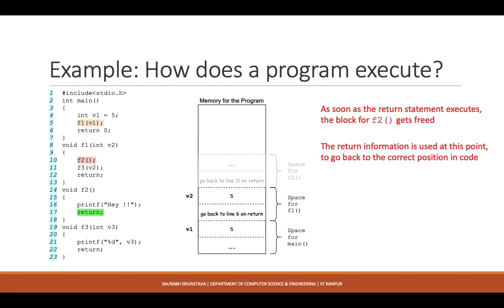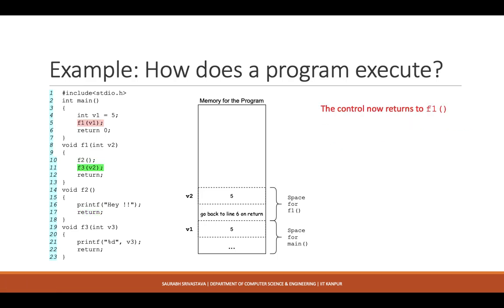Okay, and the return information that we stored here can be used to go back to the correct position in the code. So in this case, I'll simply go back to F1, and now the next statement is a call to F3, another function.